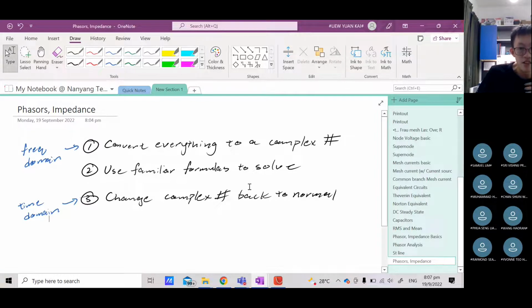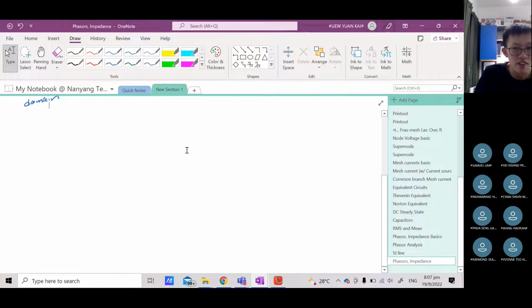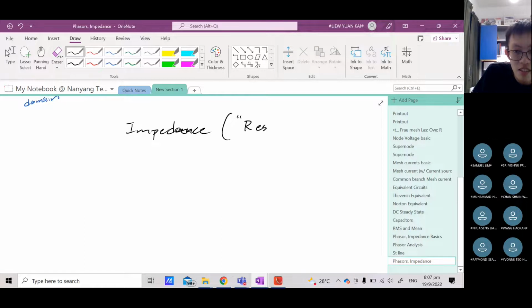Now there are some other formulas you have to know first, and that's why we're going to talk about impedance. Phasors we already know how to write. If you forget how to write phasors, go back to my last video, which I have already uploaded. Today I will talk deeply about impedance. Impedance is the complex version of resistance. You can think of it like resistance, but in the AC setting.